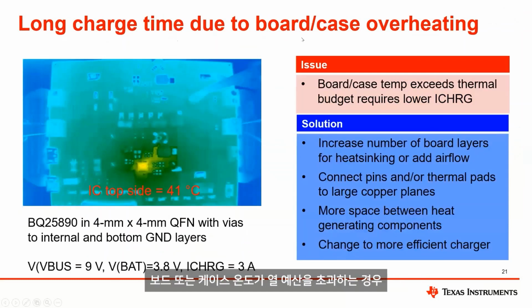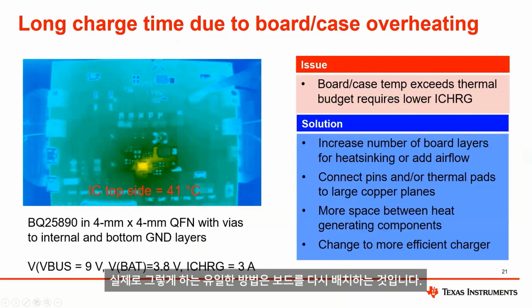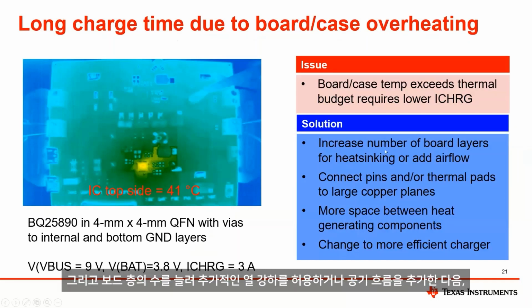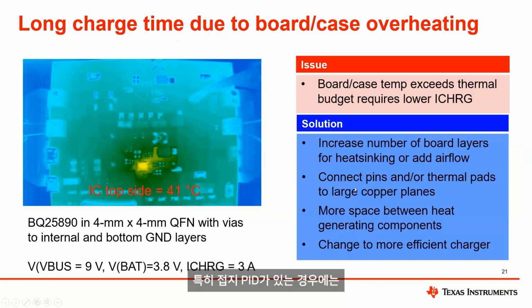In the event that the board or case temp exceeds your thermal budget, then you do have to use a lower charge current to make sure you don't exceed it. Really, the only other way is you probably would have to re-lay out your board and increase the number of board layers to allow additional heat sinking, or add airflow.